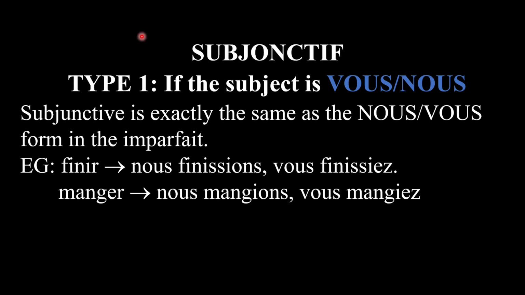So we split it into two types. The first type is based on the subjects vous and nous. So when you're talking about these two subjects, that is nous and vous, the subjunctive is exactly the same as the imparfait. What is the imparfait? The imperfect, the past continuous tense, where you take the nous form in the present tense and you cancel off the ons, adding the endings ions for nous, iez for vous.